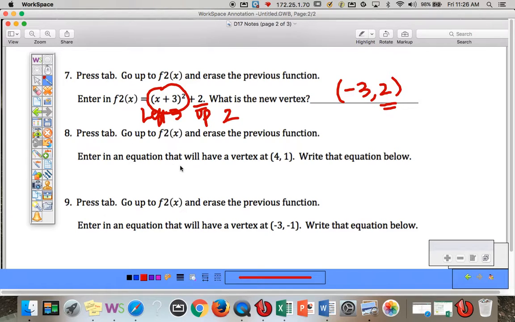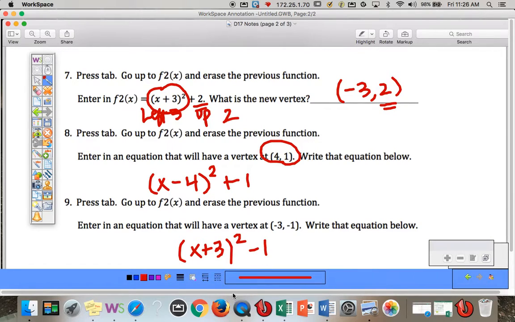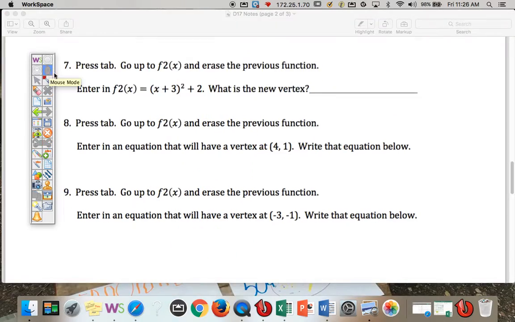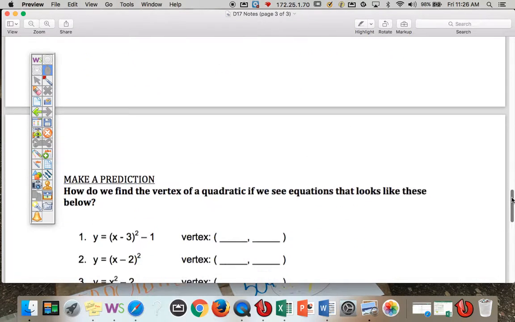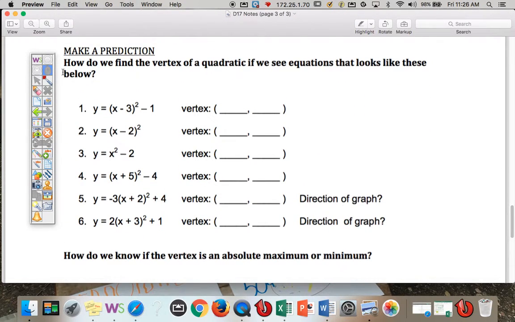So it says enter an equation that will have a vertex at 4, 1. So if we type that in, it's going to be the opposite of the x value, squared on the outside, plus 1. How about this one? Negative 3, negative 1. It's going to be the opposite of the negative 3, and then that minus 1 will stay the same. So the rule is opposite of the thing inside the parentheses, but the thing outside stays the same. So make a prediction.